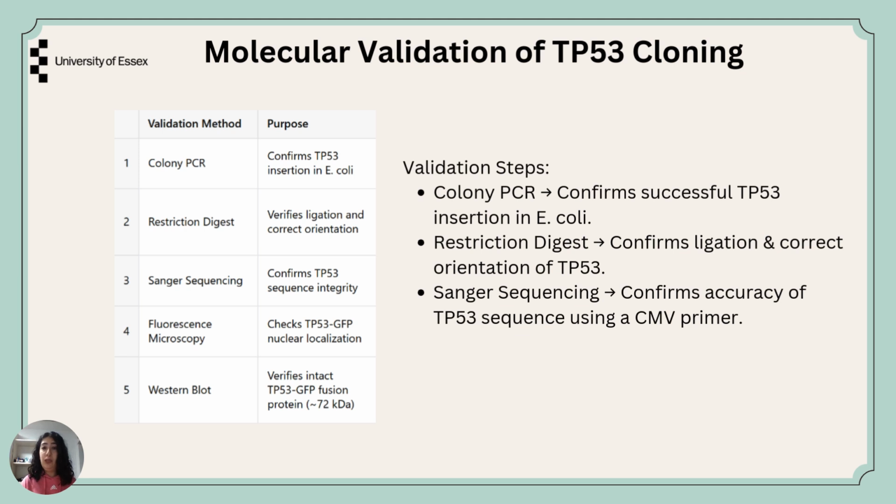To ensure TP53 is correctly inserted, I will perform a colony PCR to confirm the presence of TP53 in bacterial colonies, restriction digest analysis to verify correct orientation, and Sanger sequencing using a CMV primer to confirm the TP53 sequence. These steps ensure the plasmid is properly constructed before moving to mammalian expression.